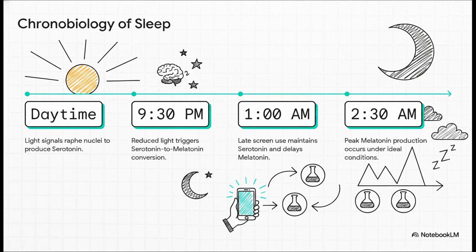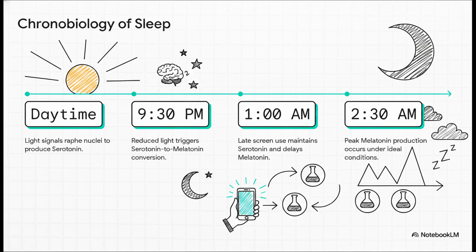During the day, light hits your retinal ganglion cells, sending signals to the brainstem's Raphe nuclei to pump out serotonin. As darkness falls, usually around 9:30 p.m. to 10 p.m., that reduced light exposure is supposed to trigger the conversion of serotonin into melatonin.